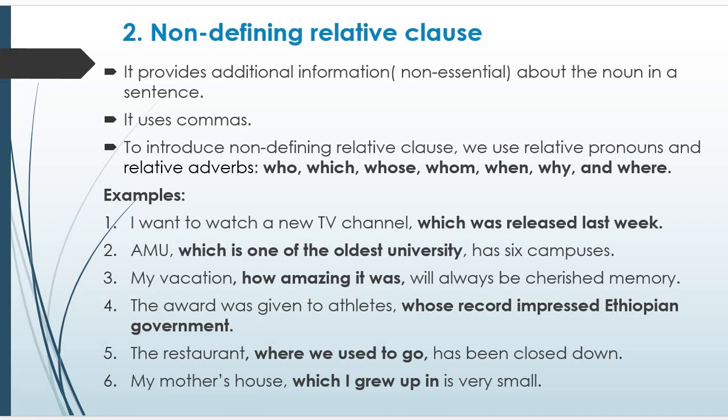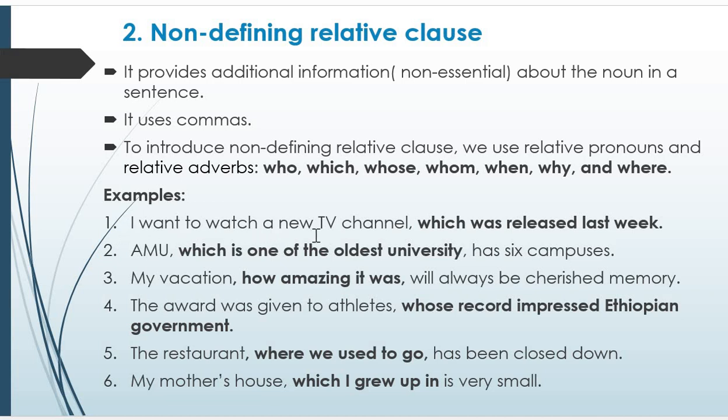It provides additional information, or non-essential information, about the noun in a sentence. It uses commas. To introduce a non-defining relative clause, we use relative pronouns and relative adverbs like those listed here. Here I have some examples of it. Let's see at least two of them.